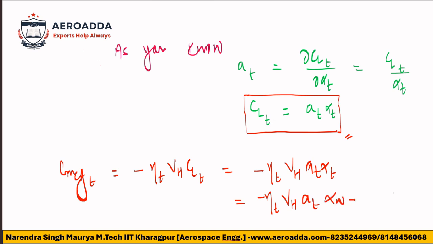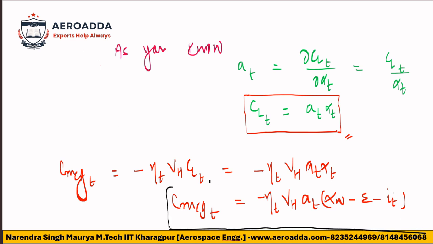Just now you have seen αW minus ε minus iT. This is the complete equation of the CMCG of the tail. I hope you all agree with this, right? Because this is the main and very powerful equation. Please remember this, okay? This is one of the finest equations. With the help of this you can solve many problems, okay?